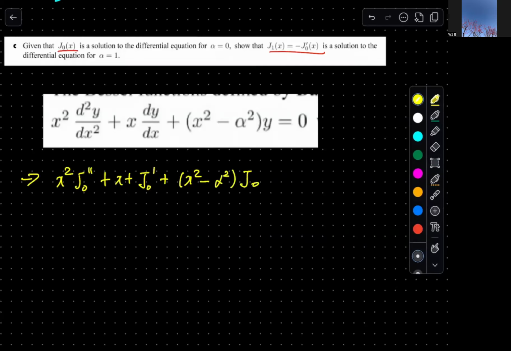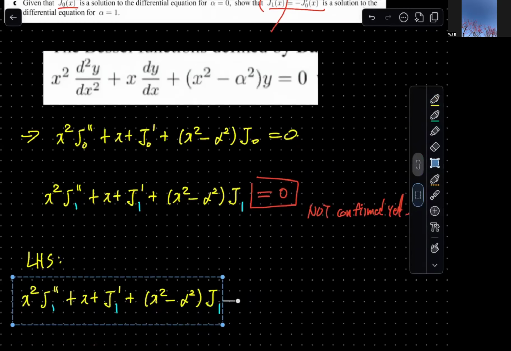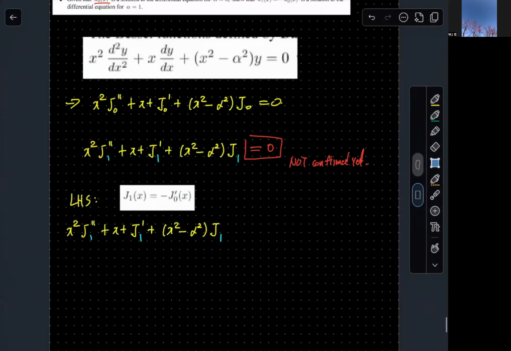That's what we have. But now, for showing that J1 is also a solution, what do you think I'm going to do? Yes, I know that this is equal to 0, but what I do not know is if I put in J1, so let me just duplicate this, I don't know if it's 0. That is not confirmed yet, so that you've got to show. That means you're going to start with the left-hand side first. I cannot assume that it's 0 because that's my aim. But here, what property are you going to use? Yes, you're going to use the fact that J1 is the negative first derivative of J naught.